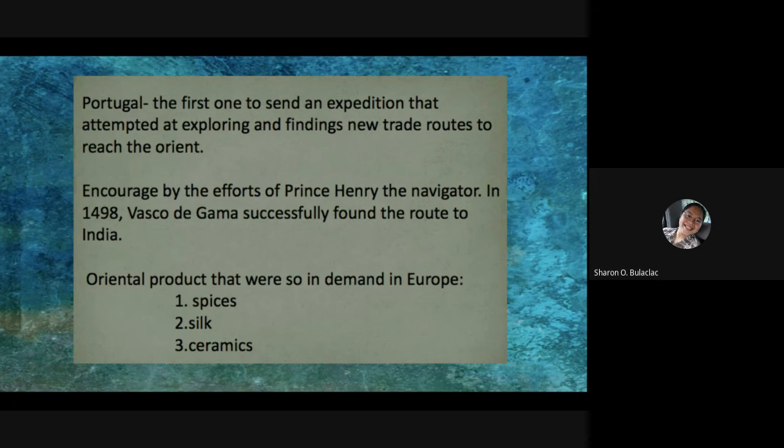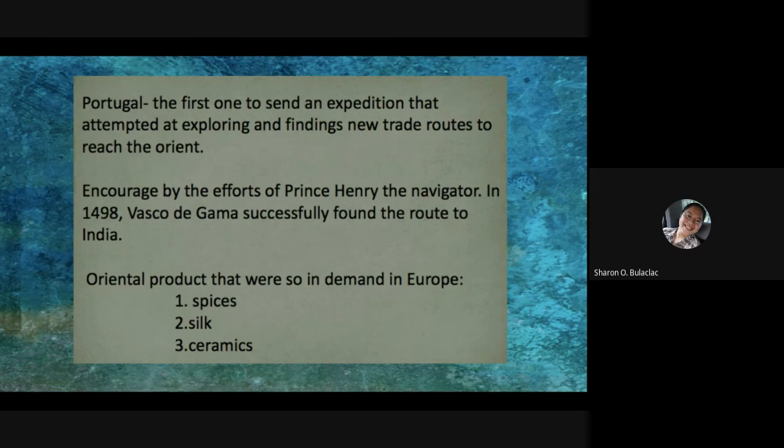Especially kung taglamig. Kasi sa Europa, some of the farmers were forced to slaughter their animals. So para hindi masayang, the spices played a very important role to preserve the meat. So kaya ganun siya ka-in demand.